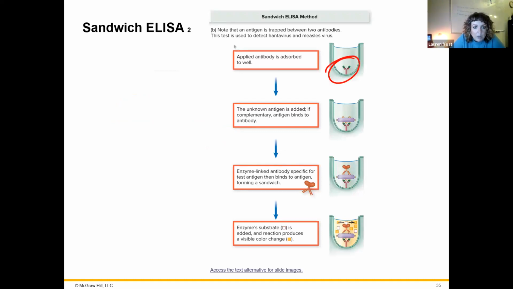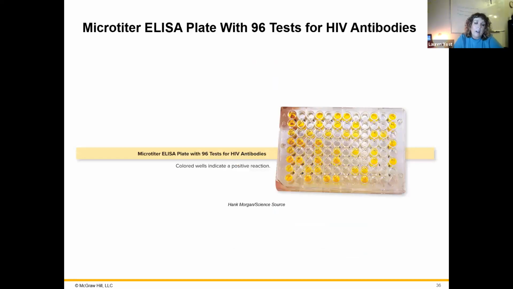Here we have antibody. Here we have added the patient sample. So it looks like this patient has the antigen of interest. So antibody bound its antigen. We add our special secondary enzyme-linked antibody that also recognizes the antigen. We add our substrate. The enzyme cleaves it and gives us a color change, positive. So this is an example of how something like an ELISA would look in an actual medical setting.